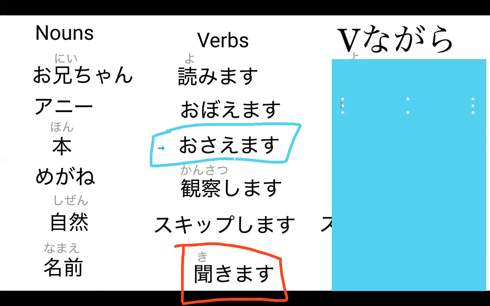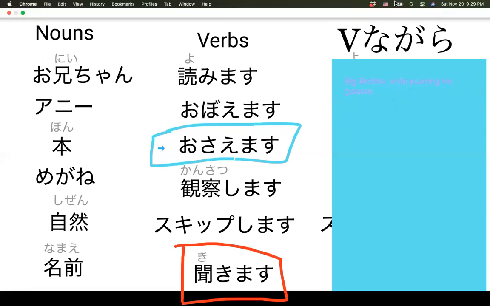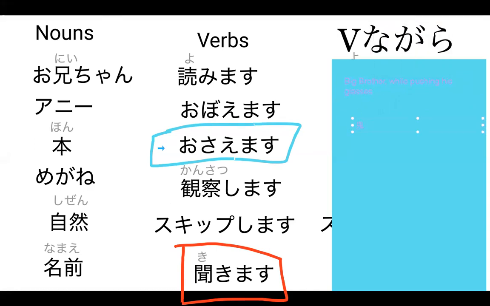Kiki nagara. Yes. And now I'm going to give you a sentence to do in Japanese: big brother while pushing his glasses. This is kind of weird to say in English. So that would start with Oni-chan. What particle goes there? Oni-chan wa. Yes. Then, while pushing his glasses. No, that doesn't work. Nagara comes after megane.